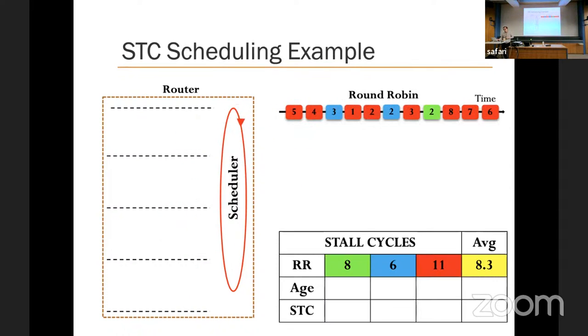Okay. So if you think about applications getting delayed, and if you think about what we have discussed 10 lectures earlier, let's say, the stall cycles with round robin for the green application, basically the green application's last packet gets delayed 8 time units, assuming these are equal time units, which they are actually. Blue application's last packet gets delayed until 6 time units, and the red one gets delayed until 11 time units. So basically, no one gets prioritized in this case, as you can see. And the average is about 8.3 over here.